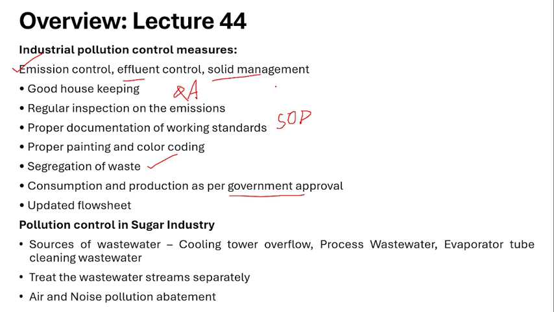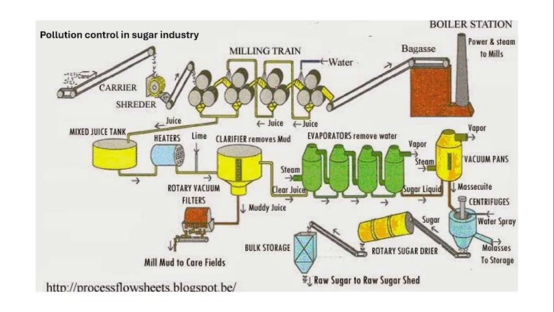And then the air and noise pollution abatement. This is also very important. Air quality should be maintained and noise pollution should also be avoided. So this is the general working of the sugar industry. These are all the different processes involved during sugar production.